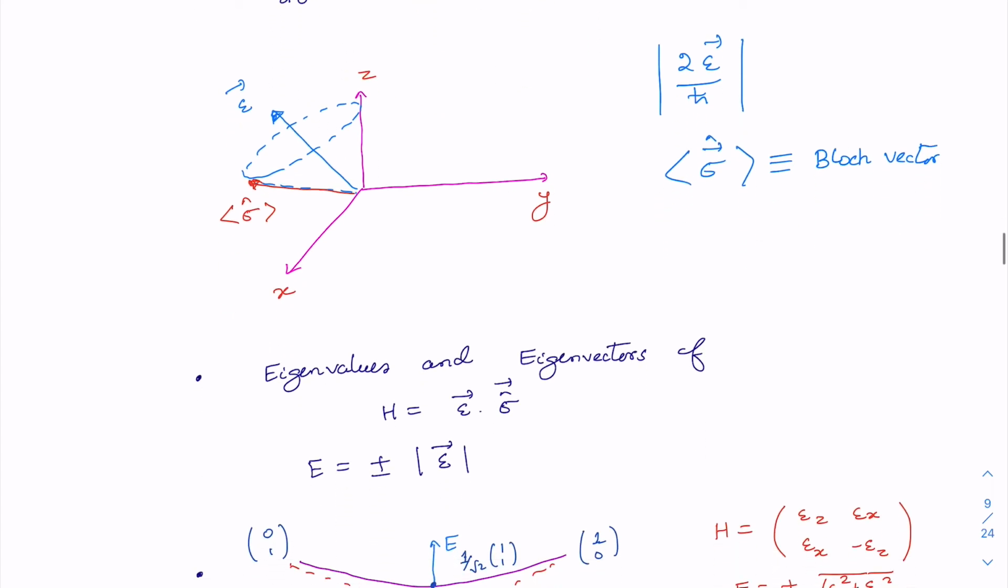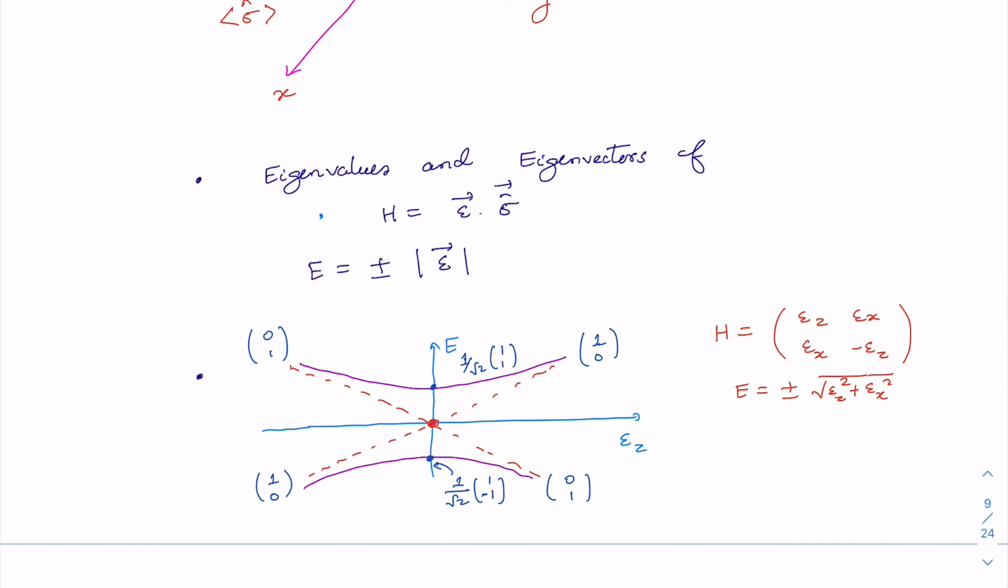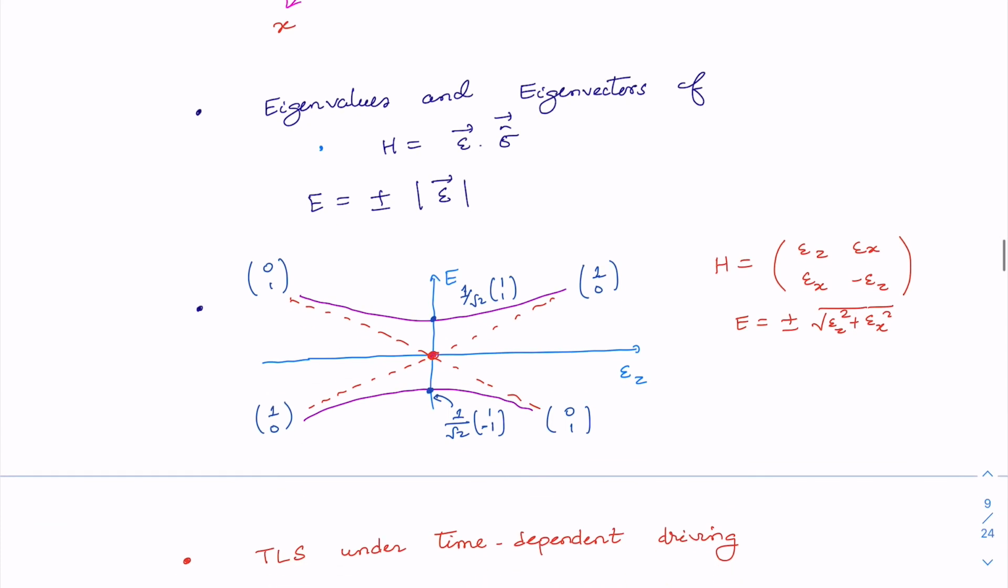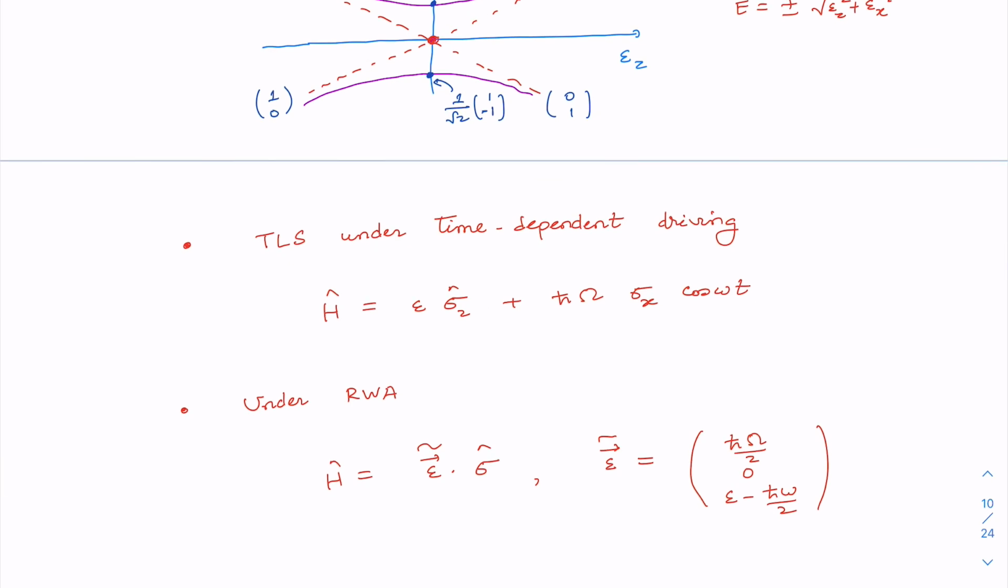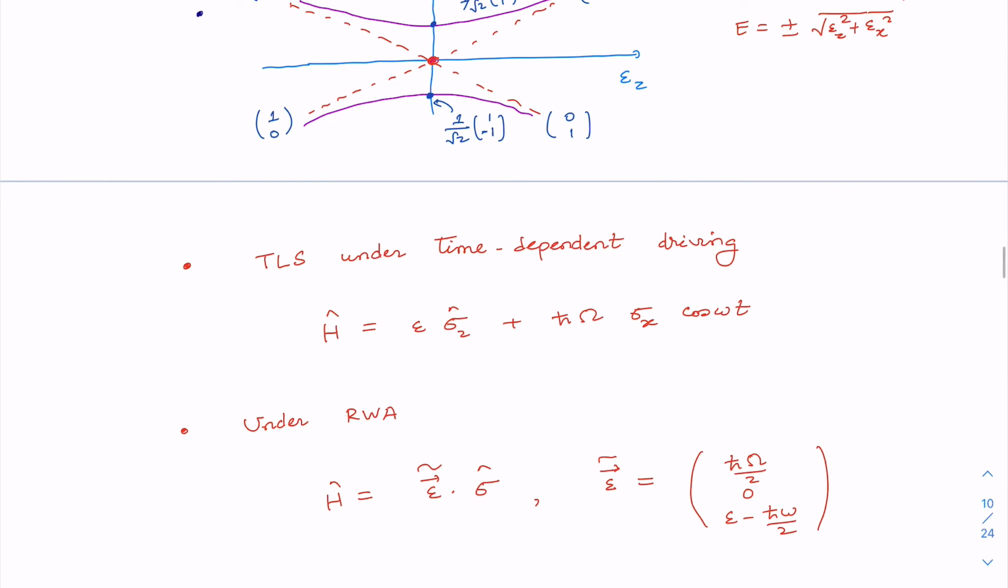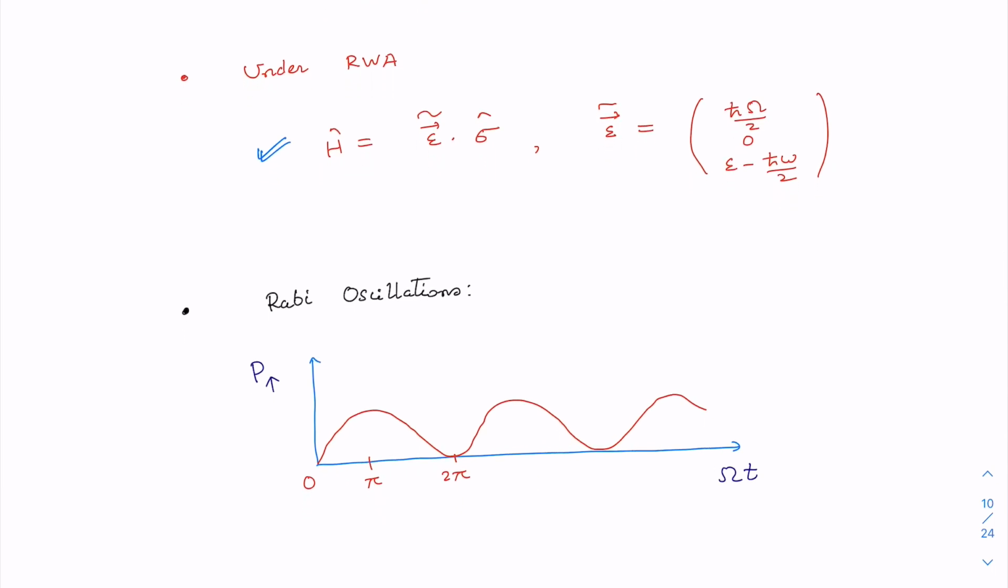Alright, then after that we worked out the eigenvalues and eigenvectors of this Hamiltonian, and also we discussed the so-called avoided crossing, and we saw that when there is a non-zero term in the off diagonal of the Hamiltonian, because of that the energy levels no longer cross, and that is what is called the avoided crossing. After that we discussed the two-level system under time dependent driving, and there also we learned that under the so-called rotating wave approximation, the Hamiltonian can again be written in a compact form using the Pauli matrices. And then we went on to discuss the so-called Rabi oscillations.